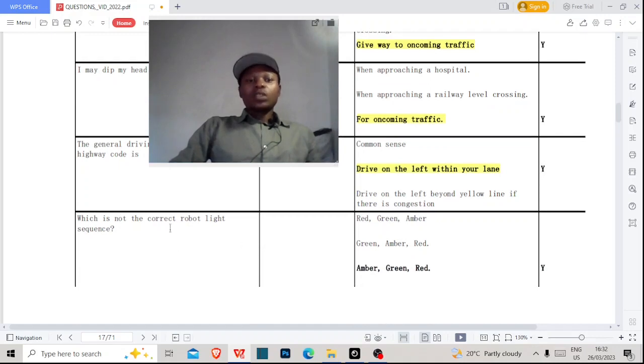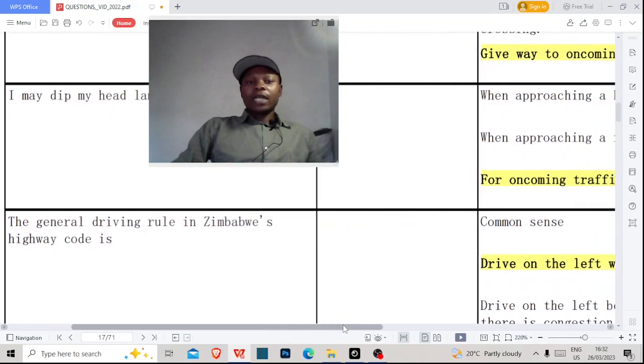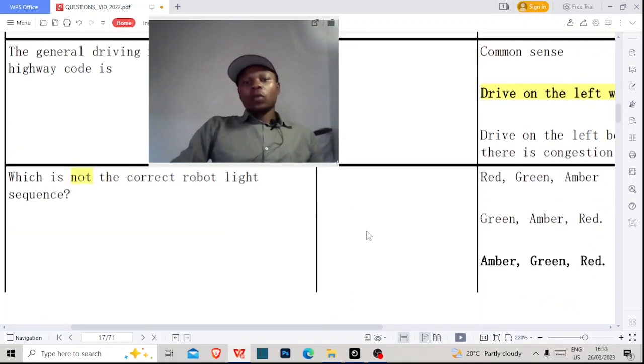What is not the correct robot light sequence? So here we are looking for the one that is not the correct robot sequence. Now remember how I explained how you can determine which one is the correct robot light sequence. I use the mnemonic GAR. I'm just going to zoom in so that you can understand these things. I'm just going to be looking for GAR.